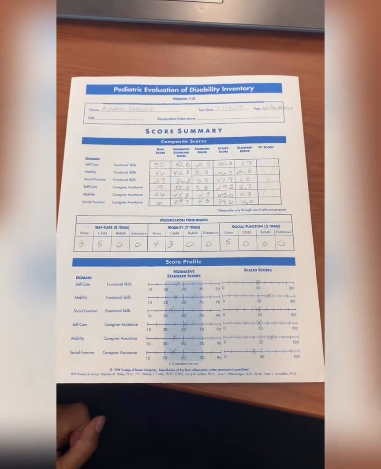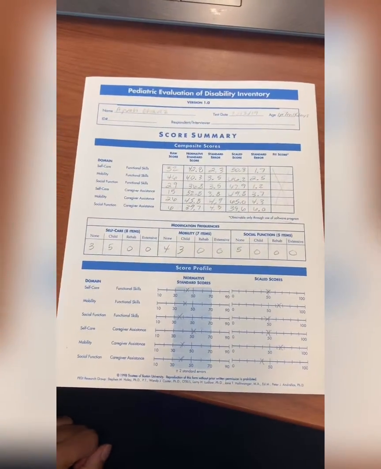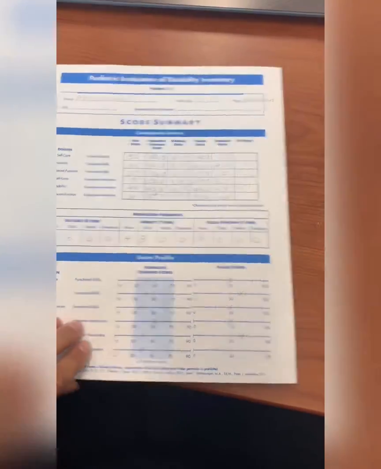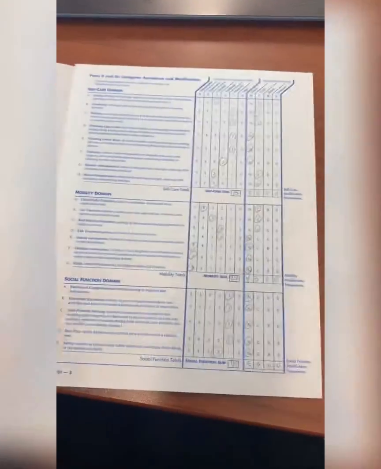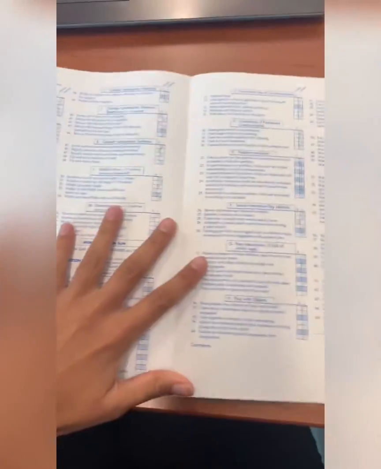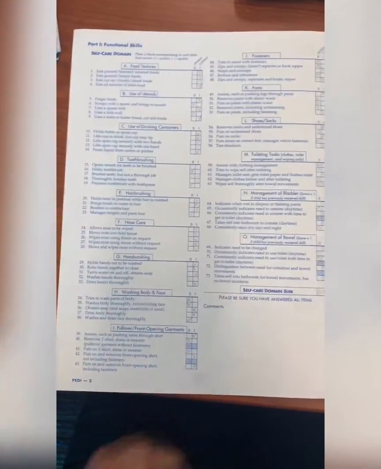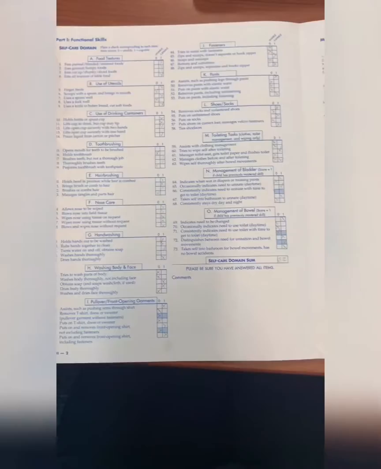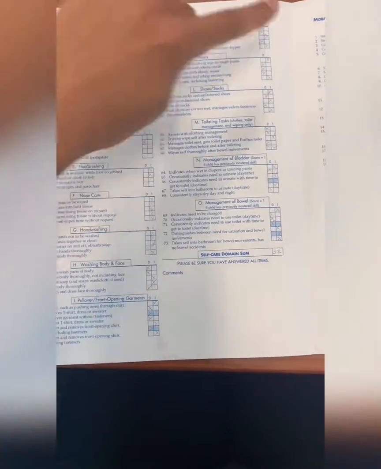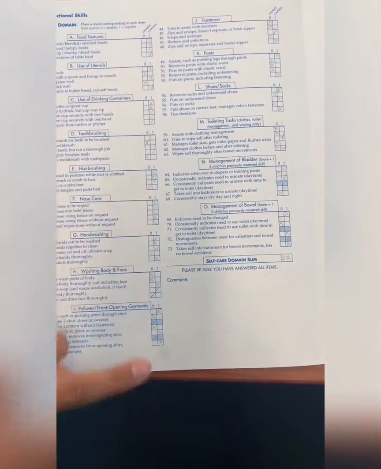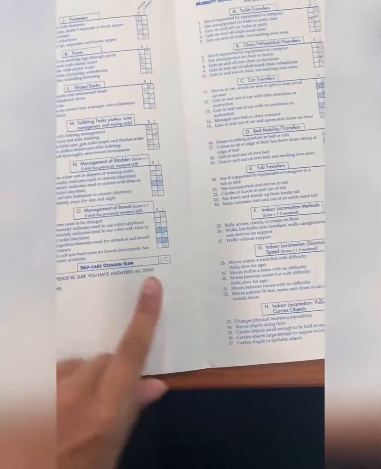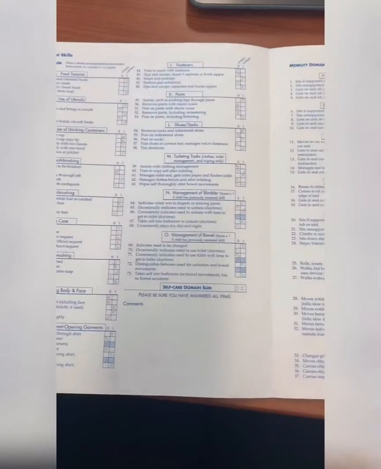In order to score the Pediatric Evaluation of Disability Inventory, the first thing that we want to do is open up the booklet, and you're going to come over here to the first domain, which is the self-care domain. You're going to go down all the tallies and add up how many are capable, and then you'll put the total right here at the bottom. Then you're going to do the same thing for the next two domains.